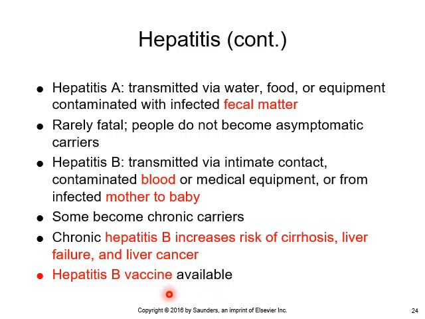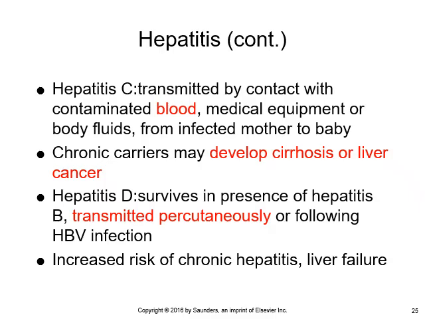Hepatitis B vaccine is available, and we usually recommend this for healthcare workers because the risk of exposure to contaminated blood is high. Hepatitis C is transmitted by contact with contaminated blood, medical equipment, or body fluids, or from infected mother to baby. D survives in the presence of hepatitis B, transmitted percutaneously or following HBV infection.